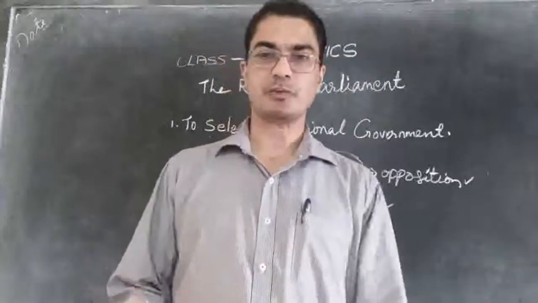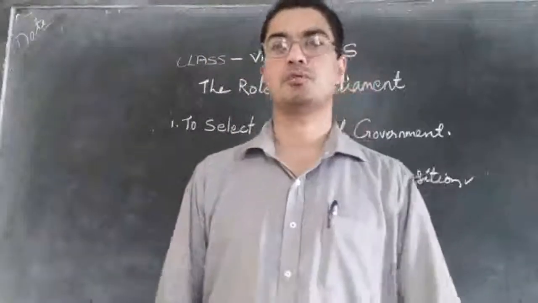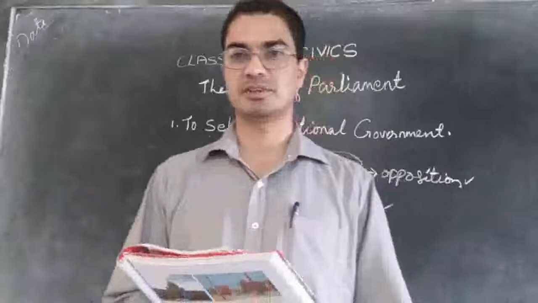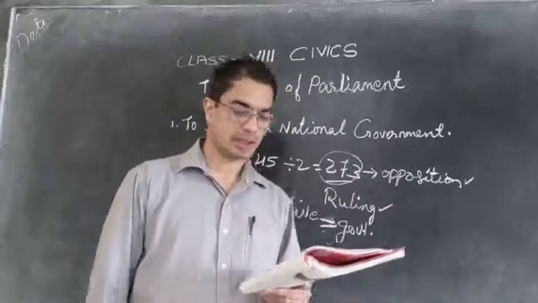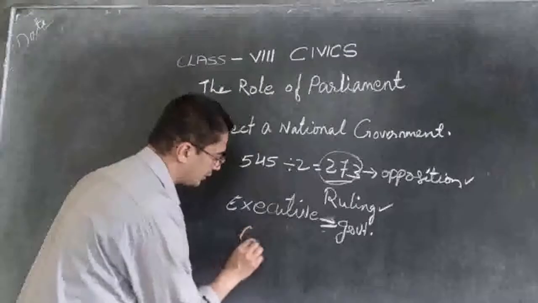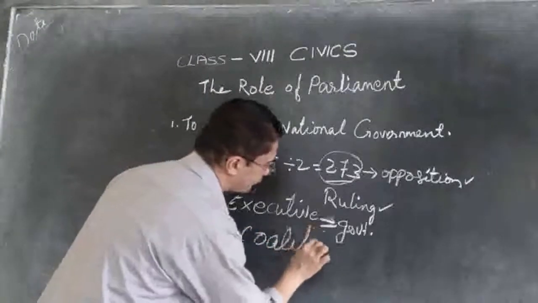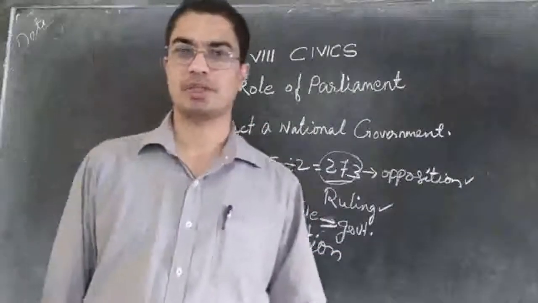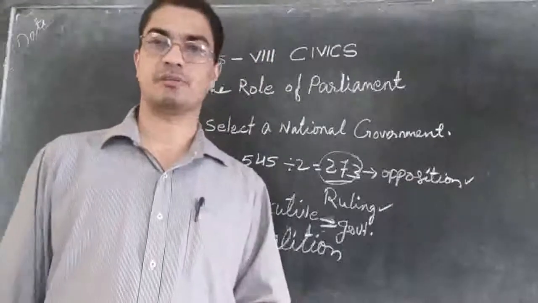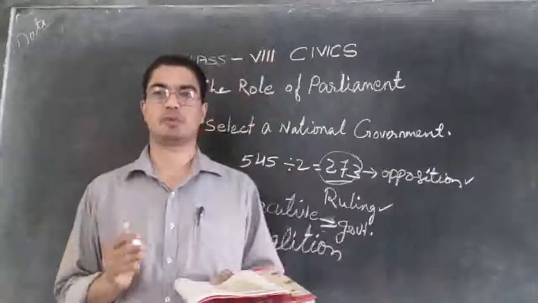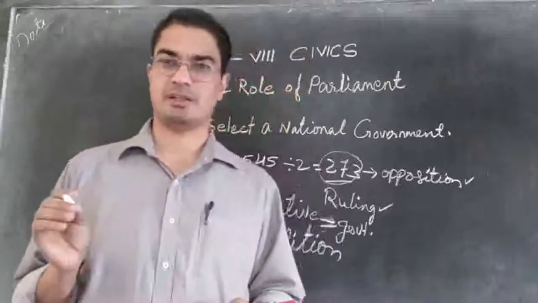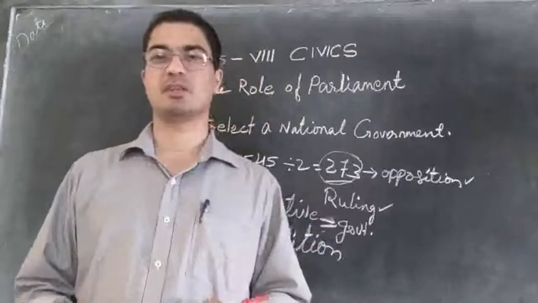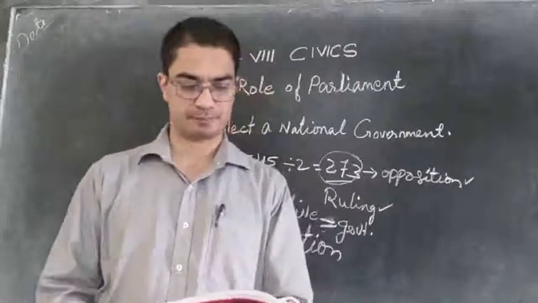So remember, if more than one party comes together and forms the government, then it is known as a coalition government. What is it known as? Coalition government. So what is coalition? Coalition means a government formed by more than one party. If only one party, it will be a single party government, but more than one means it will be a coalition government.